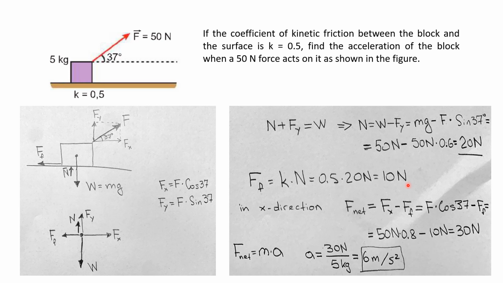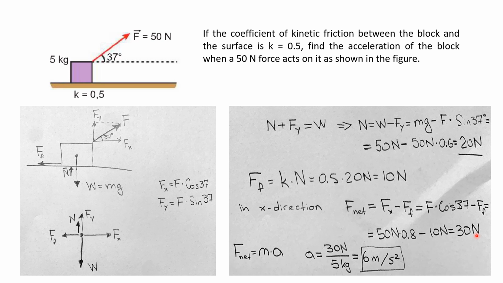In the x direction, we have to note that the opposing forces are not equal, because the block is moving and accelerating or decelerating. So we have to establish this. First, we're going to write down what the net force would be. If we assume the block is moving in the right direction, then it's just Fx minus the friction force, or F times cosine 37 minus the friction force, or 50 newtons times 0.8, which is cosine 37, minus 10 newtons, and that will be equal to 30 newtons.